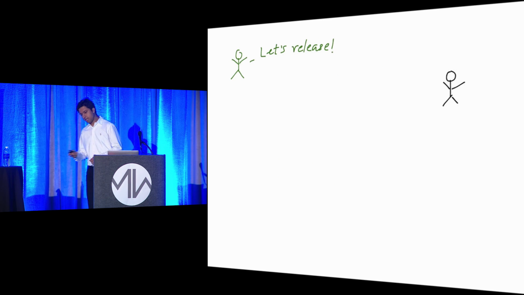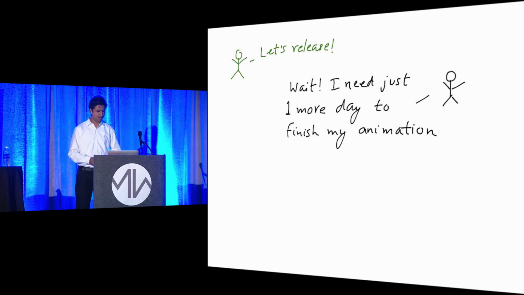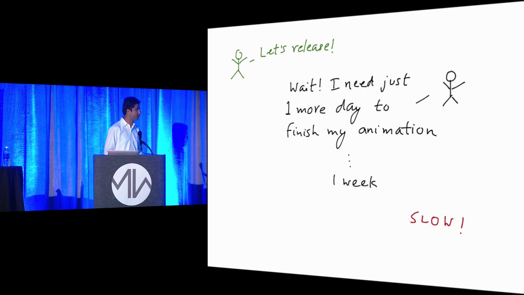All right, so now we have a CI system set up with a single master branch. Everything is great. And this time my boss is sitting on the developer console, and he's like, I can't wait to press the release button. And again, I'm like, wait, I need just one more day to finish my animation. It's really good. I want it to be in this release. And of course, I'm a bad coder, so 1 week becomes 2 days, 1 day becomes 2 days, and 2 days becomes a week. Again, really slow.